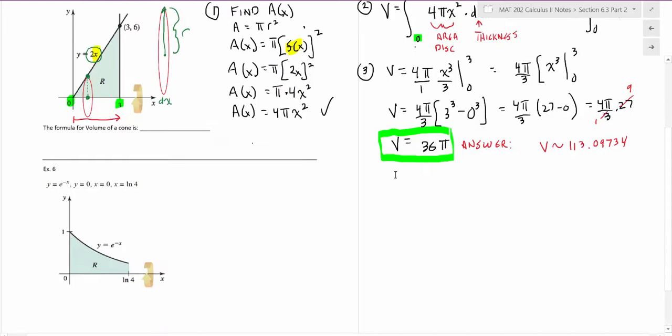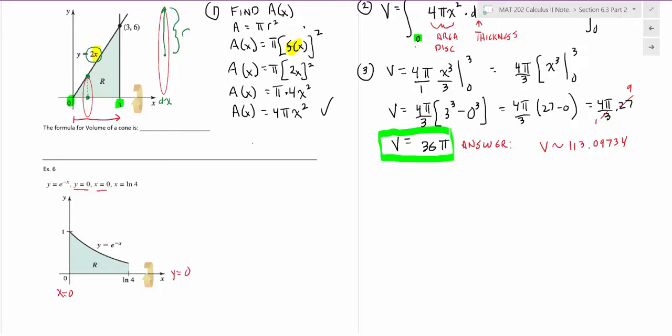Example 6, we have an exponential function this time. And again, we're going to be rotating this around the x-axis. It gives us y equals 0. Now, y equals 0 is just the x-axis. X equals 0 is just the y-axis. So we're bounded by those two lines.